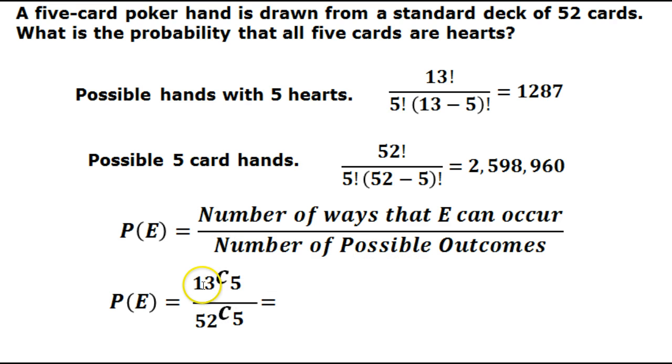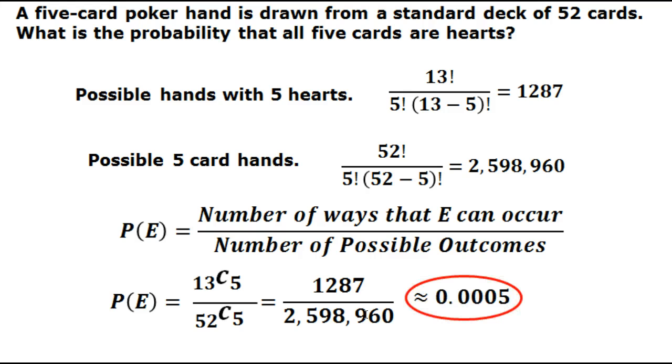So when we do that, that's going to be our 13 choose 5 divided by 52 choose 5. If you wanted to, you could just type it in your calculator just like that, and that would give you the answer as well. Okay, but that's 1287 divided by almost 2.6 million. Now this one I didn't tell you to round, but we're going to round this one to the nearest 4 decimals. This would be your answer here.